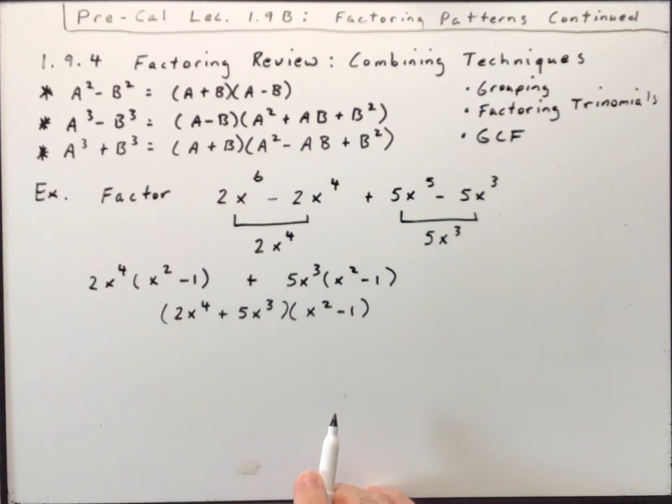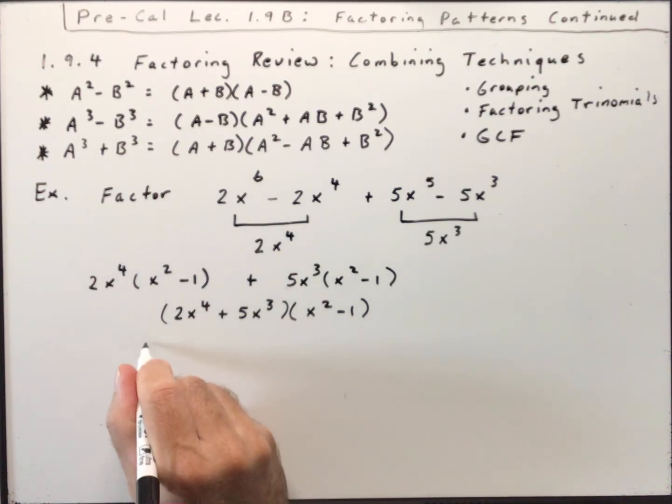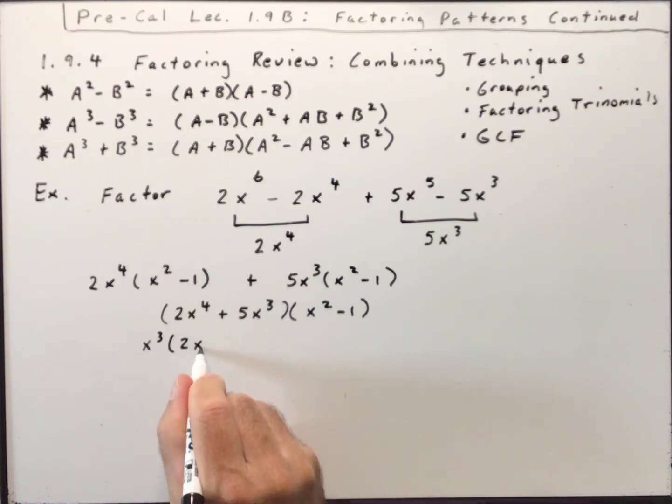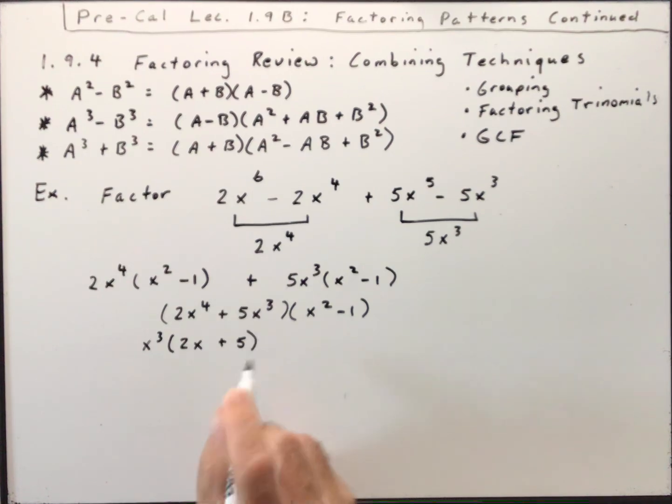So we actually have quite a bit more we can do here. First of all, we can factor out the greatest common factor of these two. That's going to be x cubed. So that would leave 2x plus 5. We can't factor that anymore, 2x plus 5.